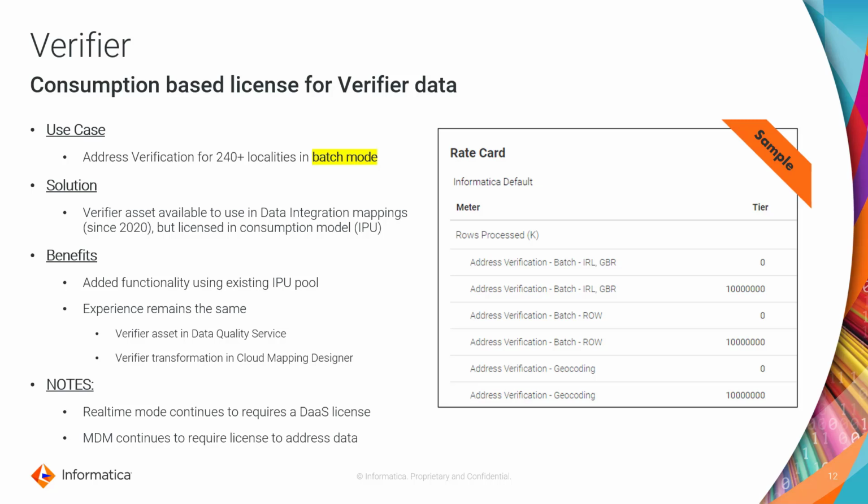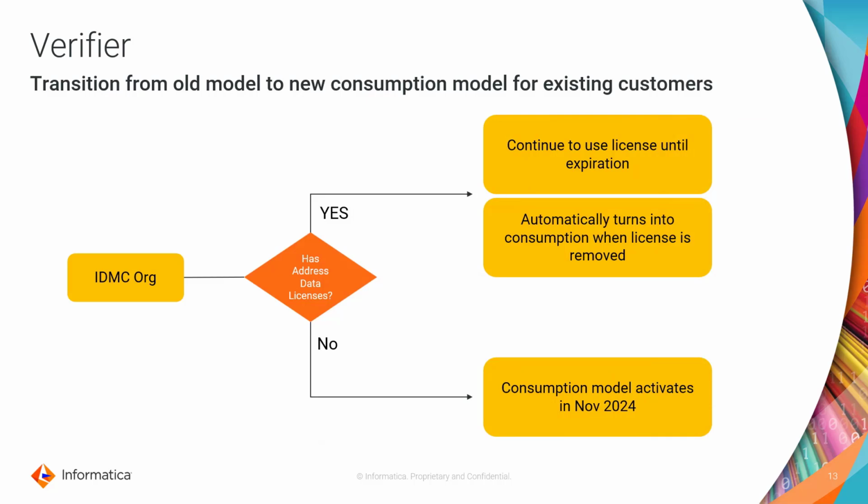The experience remains the same. So you create the verifier asset using data quality, and then you use the verifier transformation in Cloud Mapping Designer. We are working to make real-time checks also available in IPU, but it's not available as of now. This still requires a license for the DAS service. And if you use address verification in the context of Informatica master data management, you will still continue to require a license for address data. If you're a customer that already has a license of address verification data, the engine is smart enough and will continue to use your license until expiration.